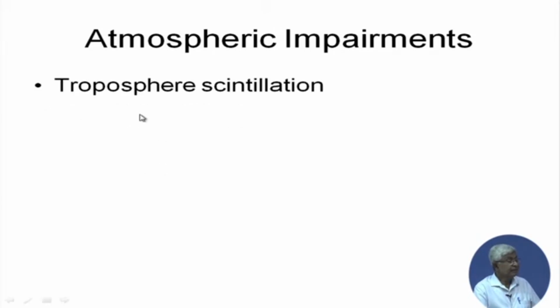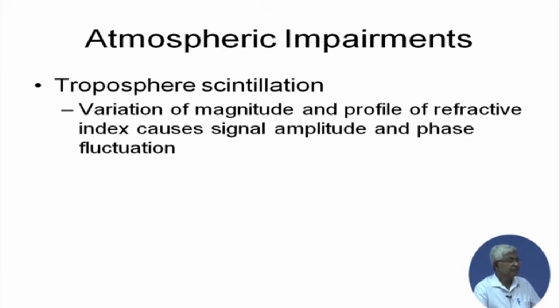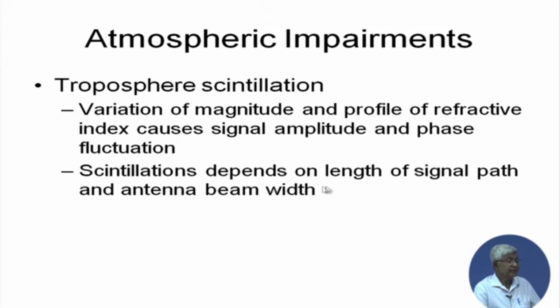Then there is something like ionosphere scintillation. Troposphere scintillation can also occur with a small bubble-like thing where there is higher density and perturbation in a smaller region for a smaller time. This variation of magnitude and profile of refractive index causes signal amplitude and phase fluctuation. This scintillation depends on the length of the signal path and antenna beam width, etc. If the antenna beam width is very large, then the scintillation effect is very small.